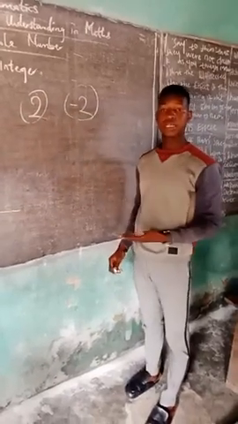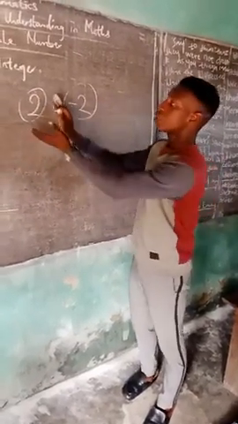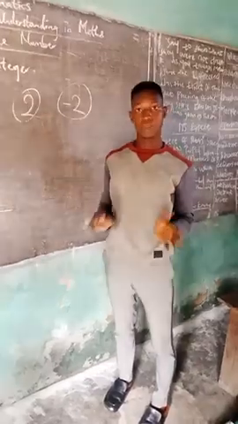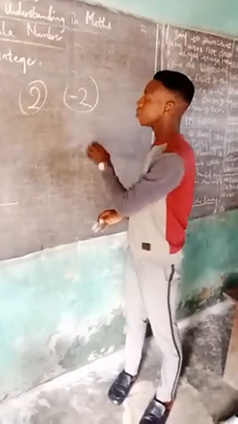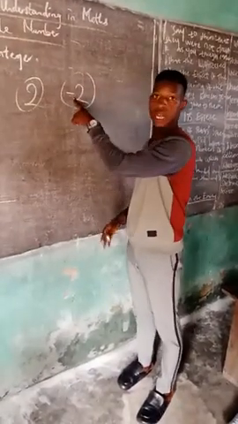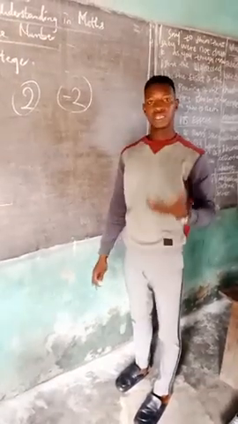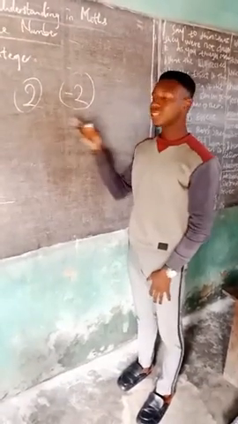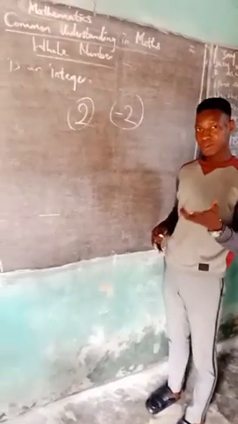How do we know numbers that are positive? Numbers that are natural, not having anything attached to them, are positive numbers, while negative numbers are numbers that have a minus sign attached before them. That's how you know your negative number. So you can call this a whole number. I hope you follow me.